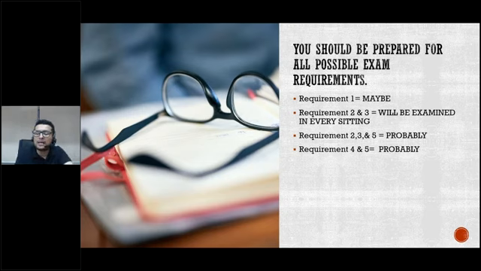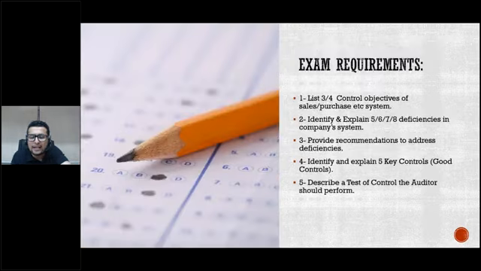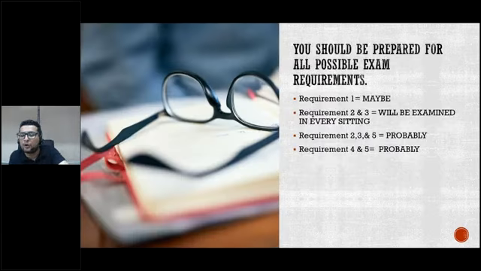Yes, most probably the examiner could ask you to explain the deficiencies, then come up with the recommendations, which is exam requirement 3, and the examiner might ask you to test those controls which you have recommended. So 2, 3 and 5 is a probability as well. But in the recent exam papers, there is a new trend: identify and explain 5 key controls and then come up with a test of control. So this new combination of 4 and 5 is quite fashionable nowadays, and we are going to go through all of them. Don't worry.